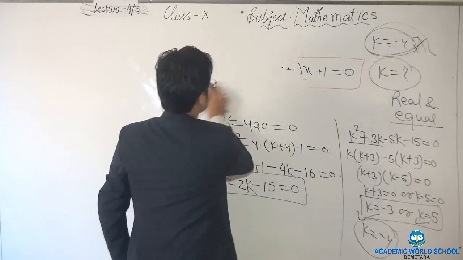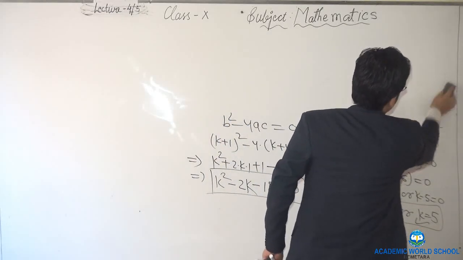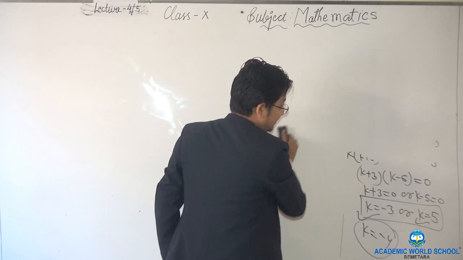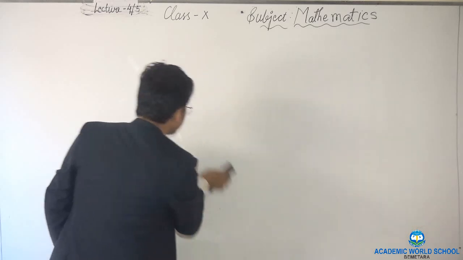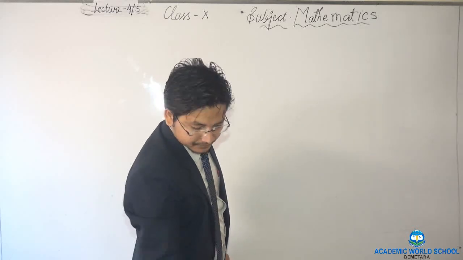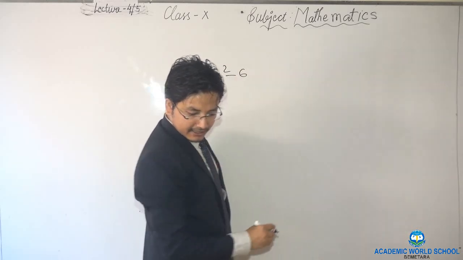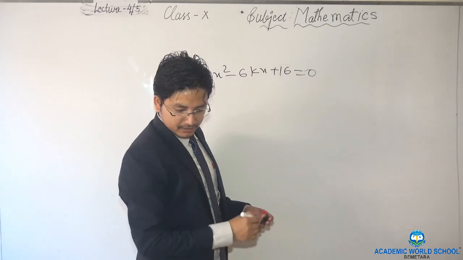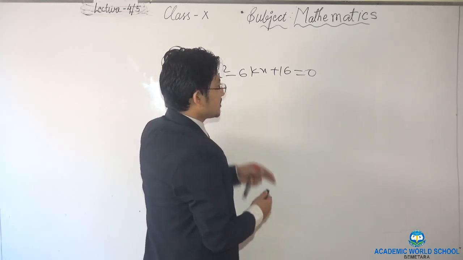Next problem: if they are asking only for real roots, we have to find the value of k in such a way that the given quadratic equation has real roots. Now listen very carefully. I am telling only real, not real and equal, or real and distinct. So let's say the question is kx square minus 6kx plus 16 is equal to 0. Now this has only real roots.